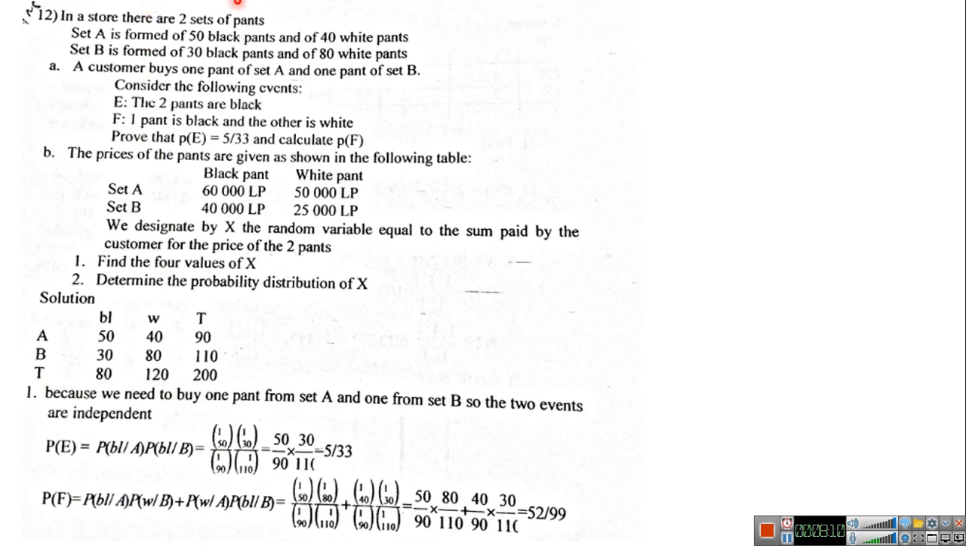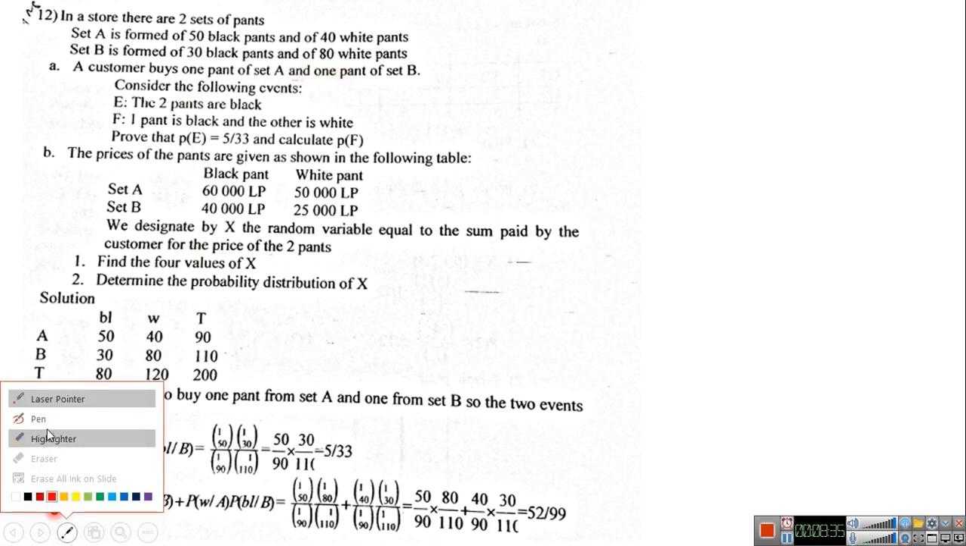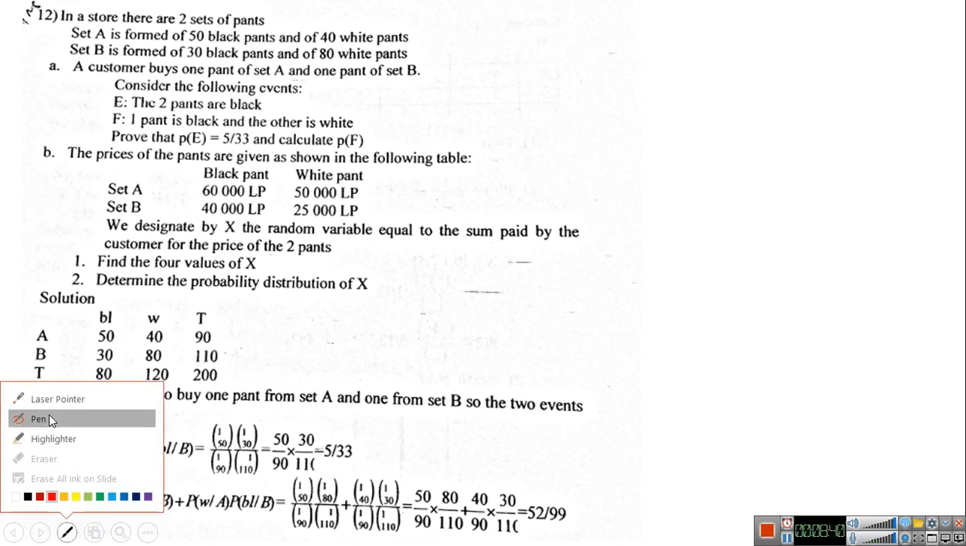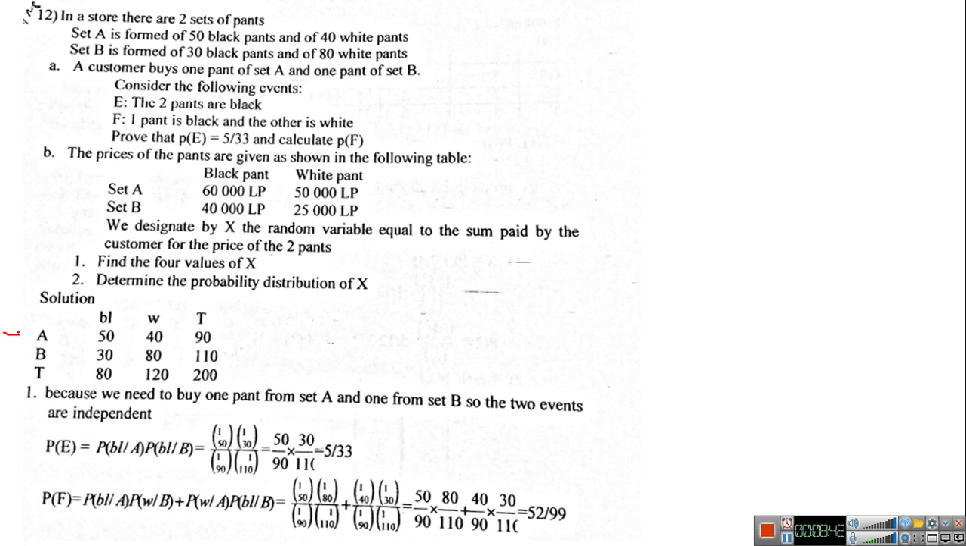Number 12. In a store, there are two sets of pants. Set A is formed of 50 black and 40 white. Set B is formed of 30 black and 80 white. So the total here of set A is 90. The total of set B is 110. I have 80 black and 120 white. A customer buys one pant of set A and one pant of set B. Don't forget, I want to buy one from set A and one from set B.